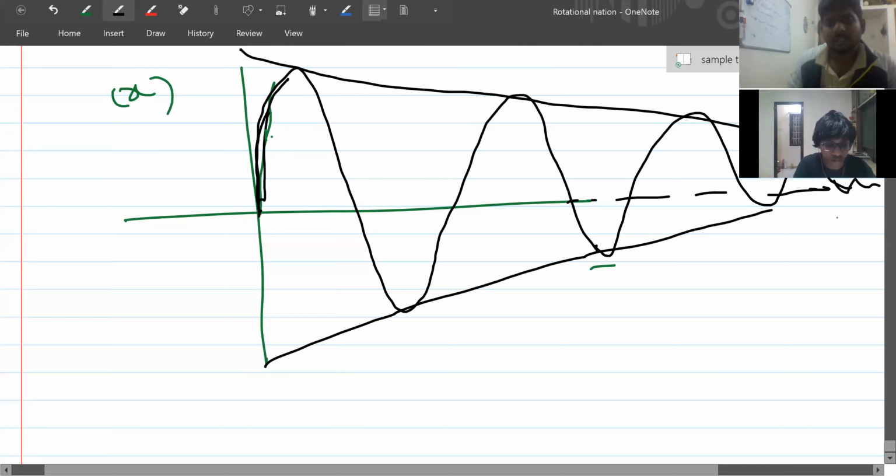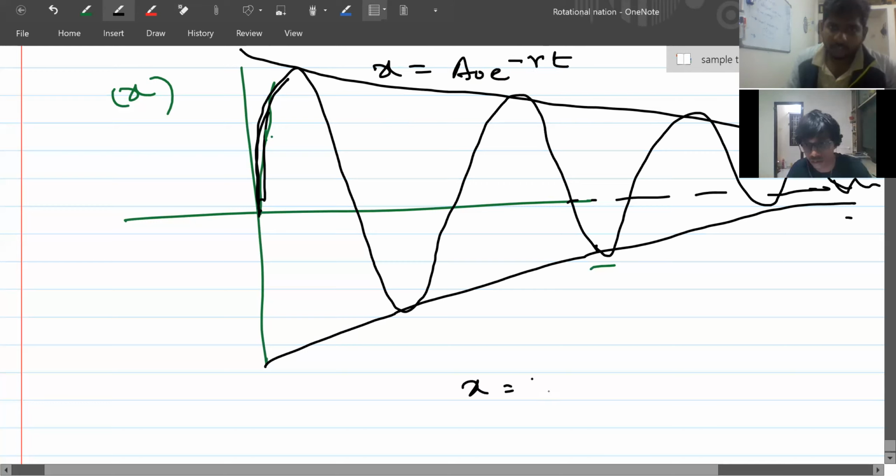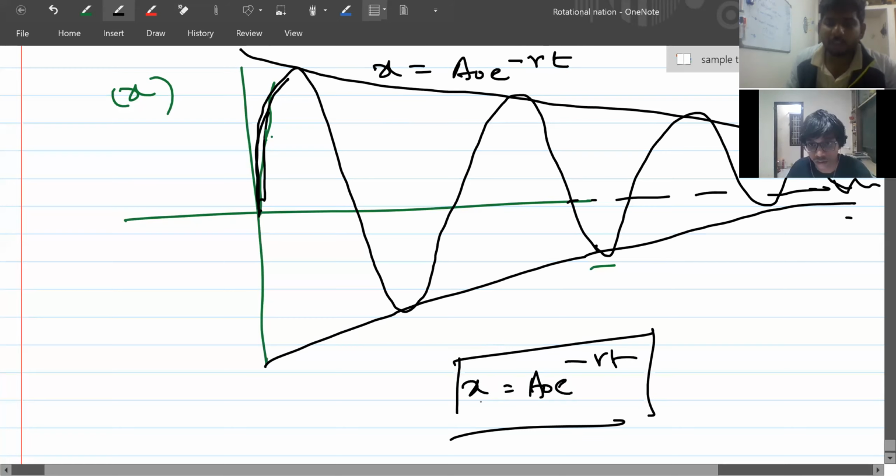So this position is x equals a naught e power minus gamma t. The amplitude, the position, will follow this equation, a slowly decreasing equation. So this gamma is called the damping coefficient.